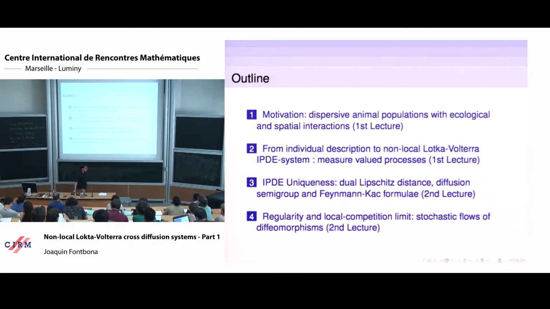Okay, so this is an outline of my course. I will first be giving a motivation. As I mentioned, the idea will be studying models for dispersive animal populations with different types of interactions, which could be at the ecological level, demographic level, and also at the space level. In particular, the way the interaction between these populations influences their spatial displacement.